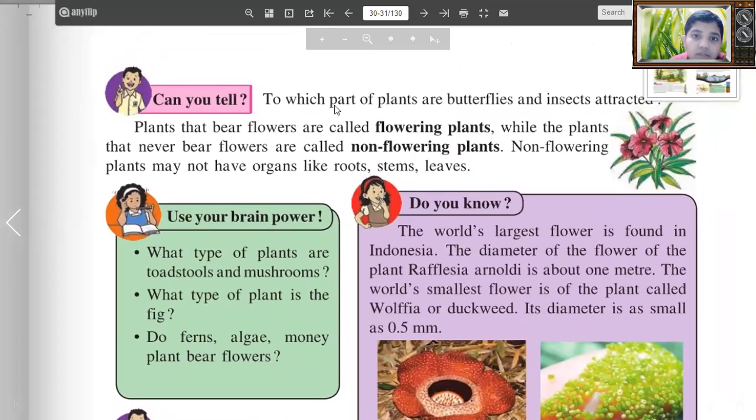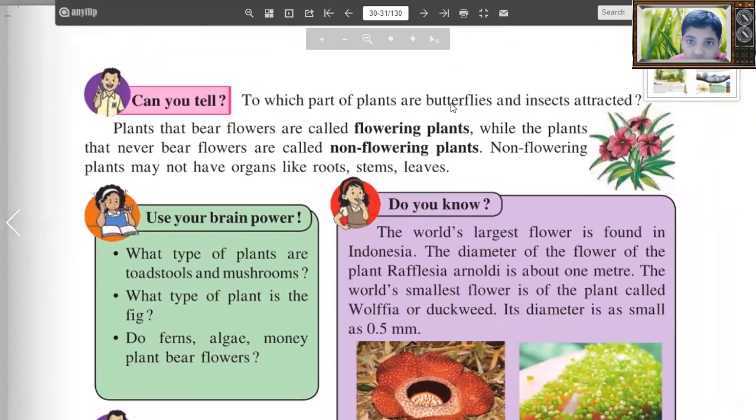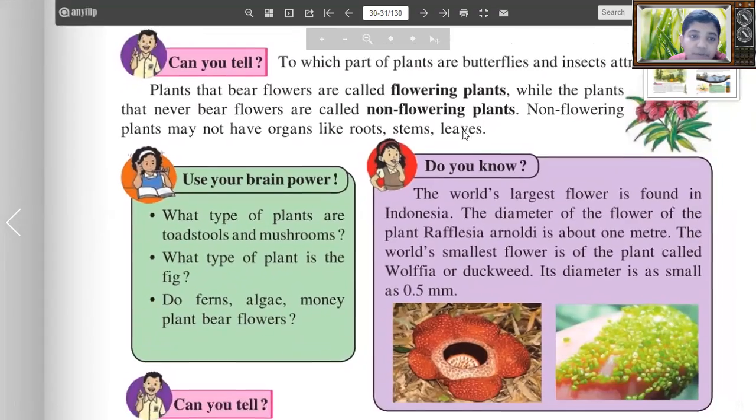Can you tell? Touch the flower of a plant. To which part of a plant are butterflies and insects attracted? Plants that bear flowers are called flowering plants, while the plants that never bear flowers are called non-flowering plants. Non-flowering plants may not have organs like roots, stems, and leaves.